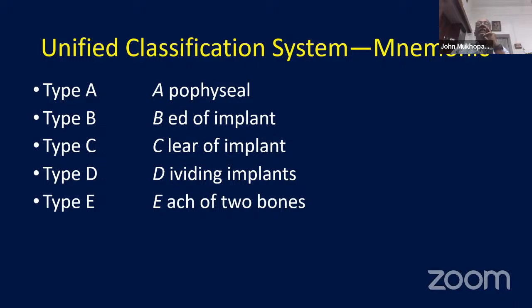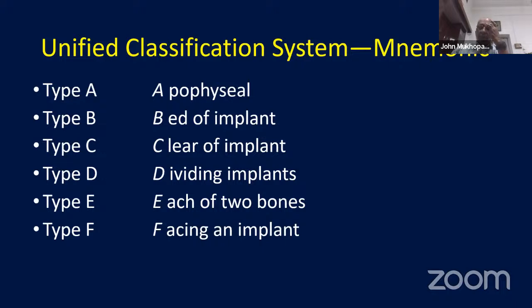Then type E was each of the two bones around an arthroplasty. So if you had a total knee arthroplasty, a fracture of the distal femur and the proximal tibia around the knee would become a type E fracture. Similarly, if you had a total hip, a fracture of the femur and an acetabular fracture would become a type E fracture. And type F was facing the implant.